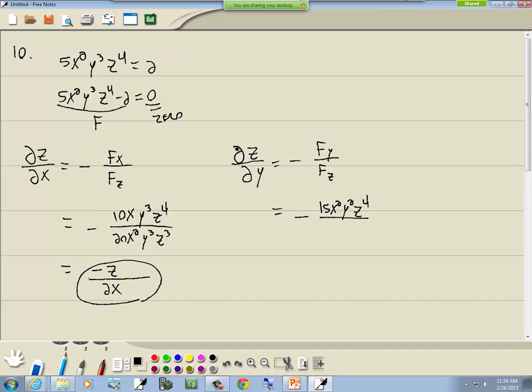And partial with respect to z. The x and y are constant, so they remain. The derivative of z to the fourth is 4z to the third. So that gives us 20 x squared, y to the third, z to the third. Okay. And I'll put the negative up on top. 15 and 20 are both divisible by 5, so that gives us 3/4. The x squareds cancel, leaving a y down here and a z up here. And assuming I took my partials right, that's my answer.